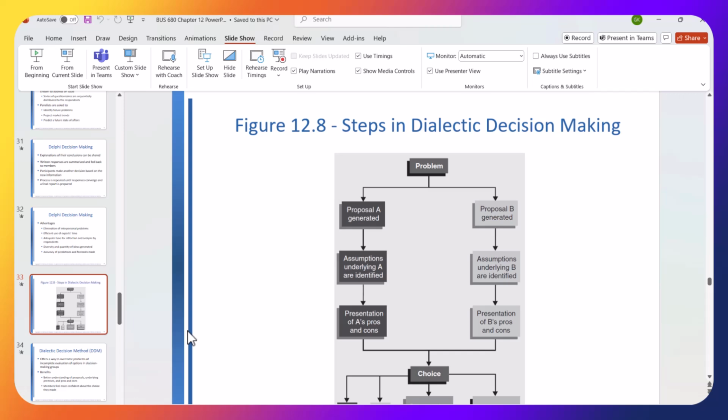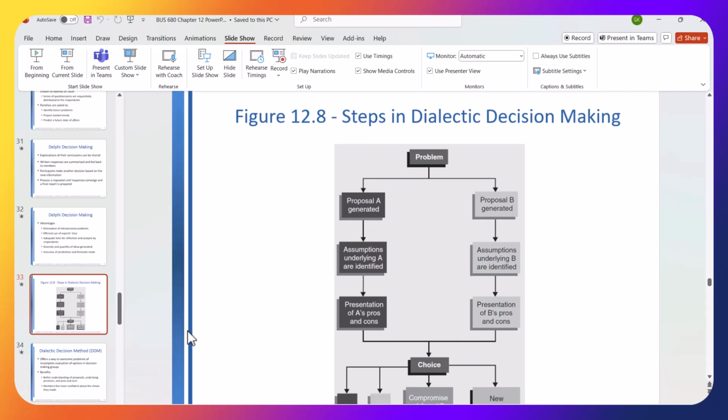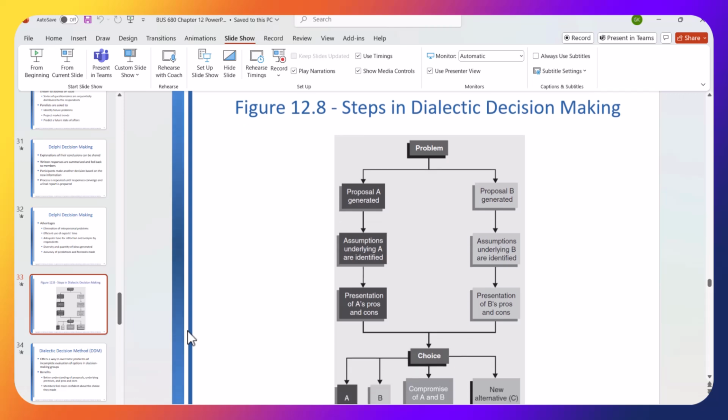So dialectic decision making. When we look at this, we see problem, we see proposal, we see A and B assumptions, A and B presentation. We see choice, and we see A, B, compromise. So the goal is, look at these proposals and look at these assumptions, and you go back and forth between the members to ultimately come up to a compromise, A and a B, and then you ultimately try to select which one is the better.